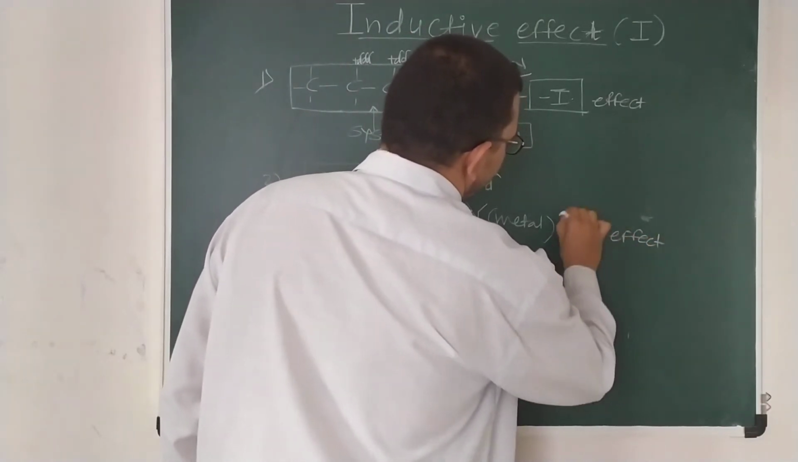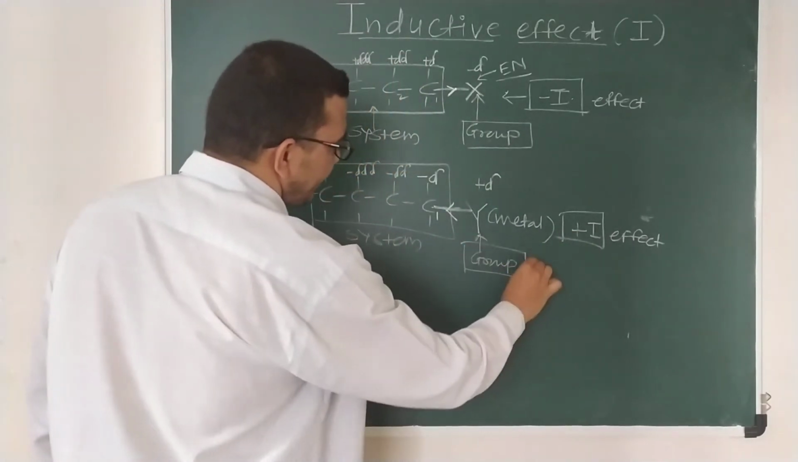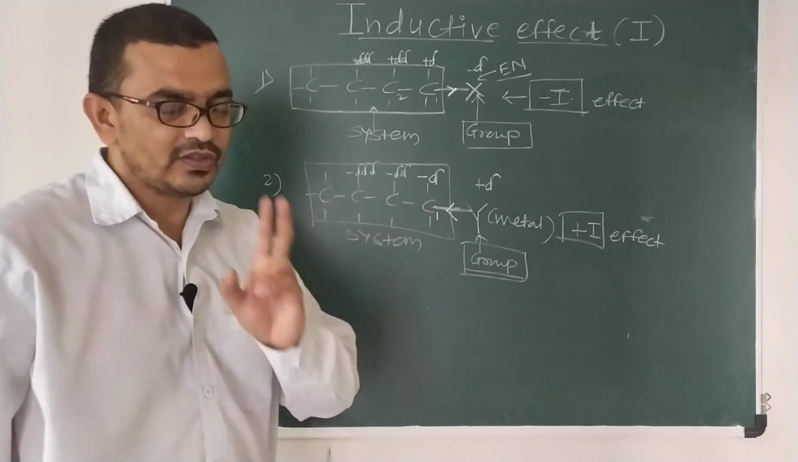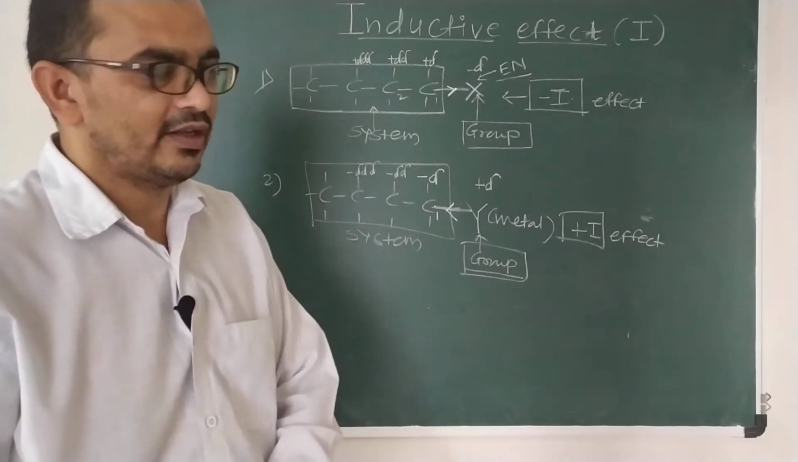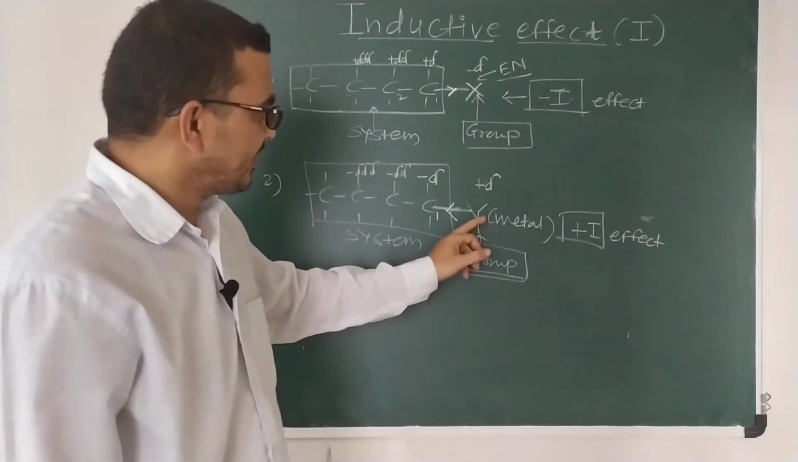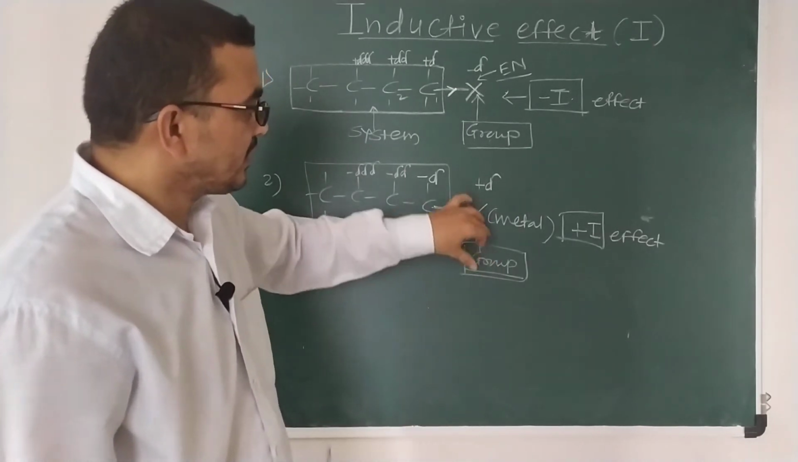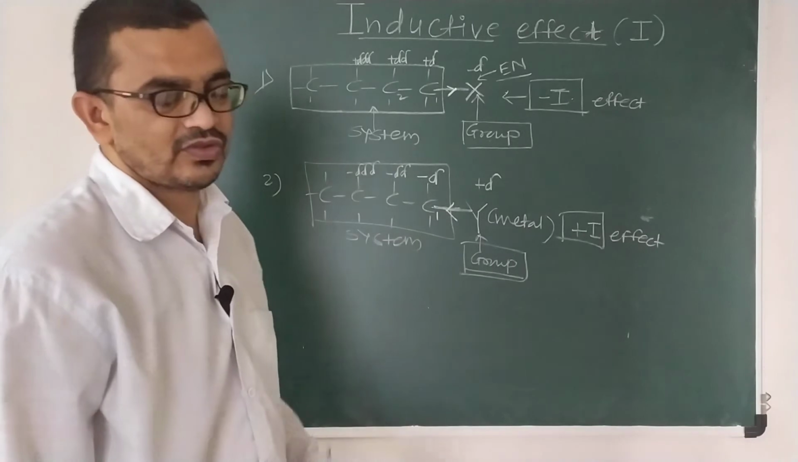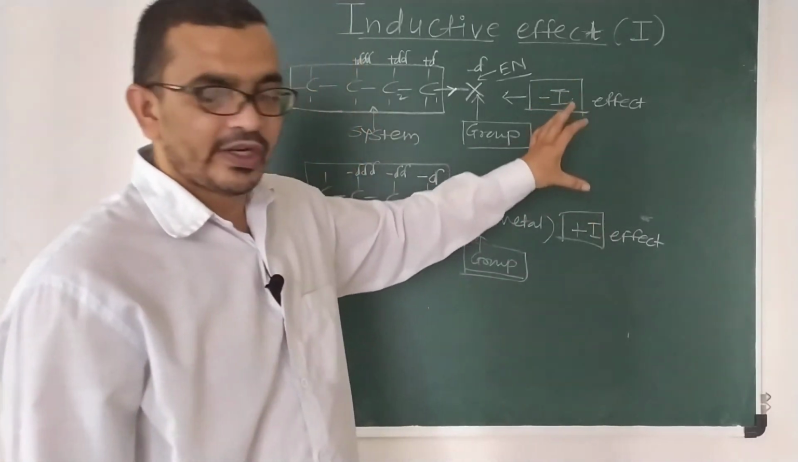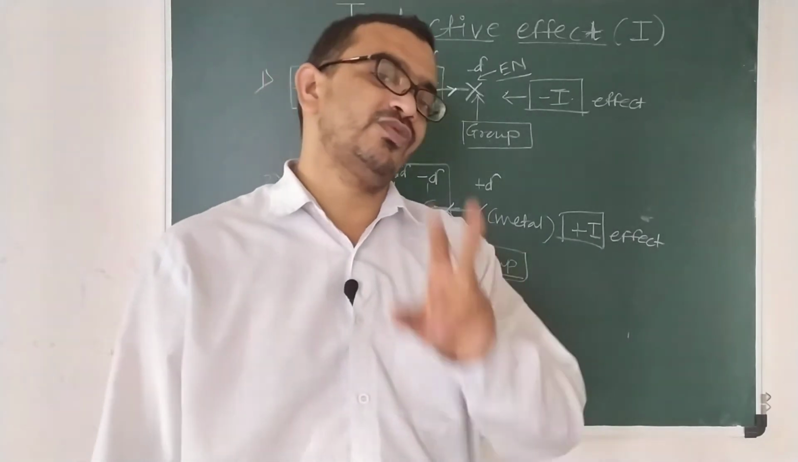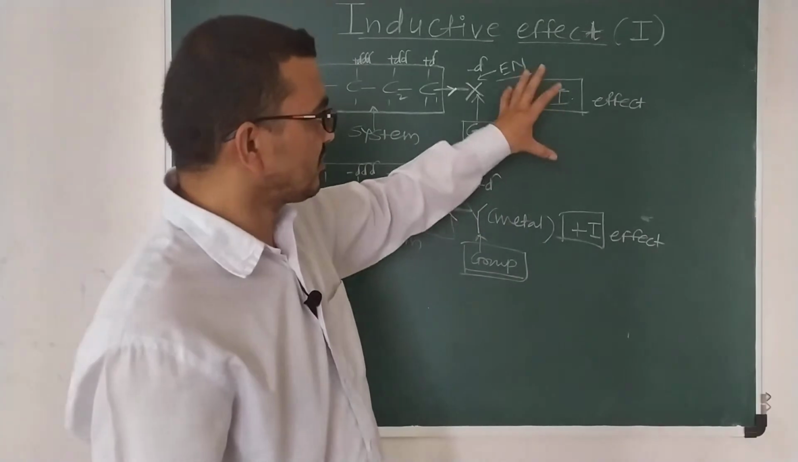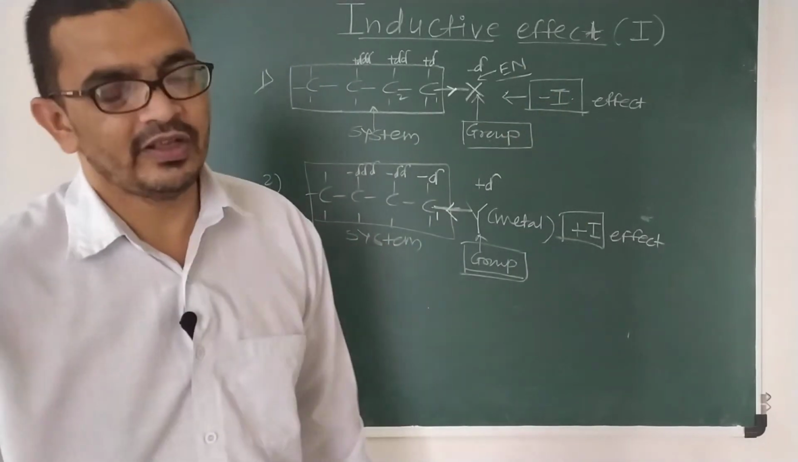Why plus I? Because now the group is donating the electrons towards the system. This concept you have to keep in your mind. In the earlier case the group is taking the electrons towards itself, but in this case the group is giving the electrons, or shifting the electrons, towards the system. That's why here plus I effect. So, whatever we discussed yesterday, there are two types of effect, the inductive effect, minus and plus I effect. In this way you are going to understand the effect.